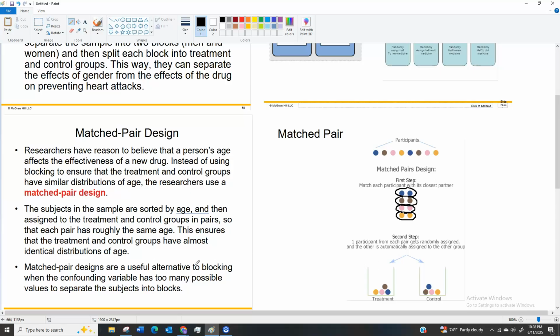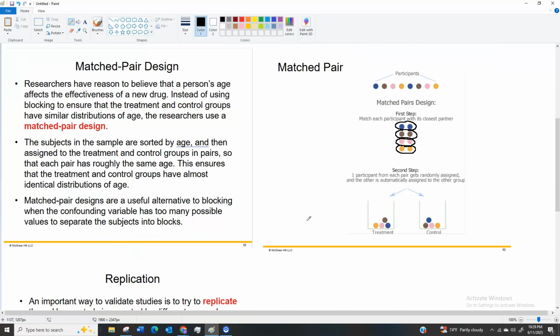And so it's a useful alternative to blocking if you're worried about confounding variables. In this case, it would take out the age factor if you were worried that age was going to affect your study. If you're worried that age would be a confounding variable, then you're able to distribute those ages rather evenly between the two groups to eliminate that.